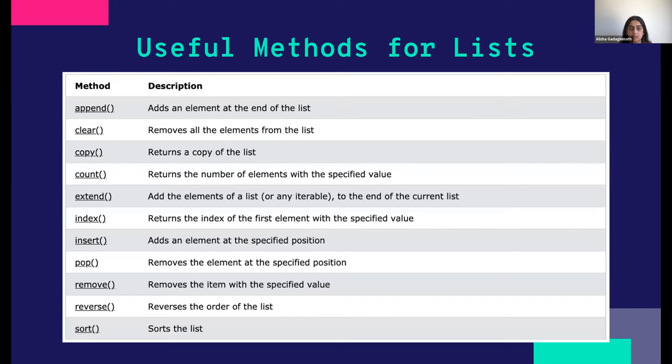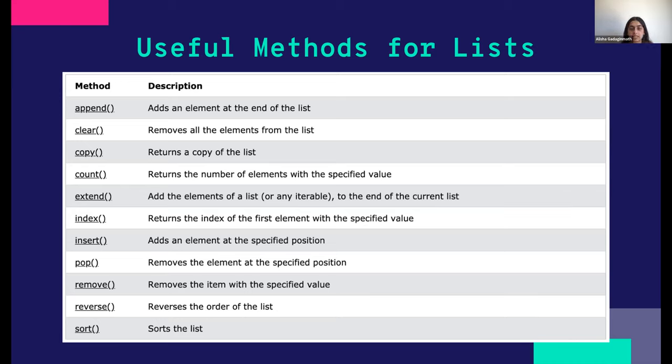So these are the useful methods for lists. We already went over a few: append, insert, pop, remove, sort. Some other ones include clear, which removes all the elements from a list and essentially creates an empty list. Copy returns a copy of the list. Count returns the number of elements with the specified value. So if you want to see how many of a certain value there are, you would use count, and it would print out how many of those values are present in the list.